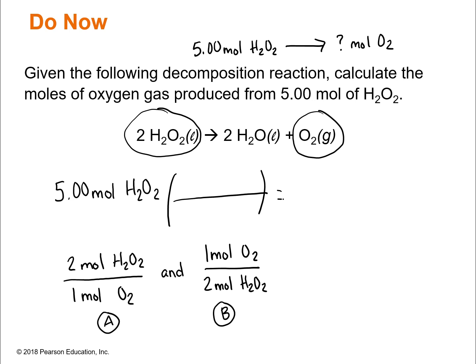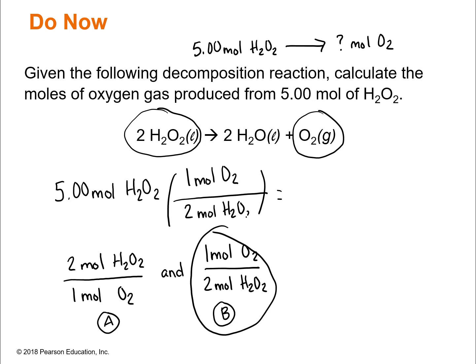If we're trying to figure out how much oxygen we make, which one should I use? Whitney already put it in there, but let's let everybody else join. We need to use the second one. We need to use B. And when you do the math, you should get 2.50 moles of oxygen gas.